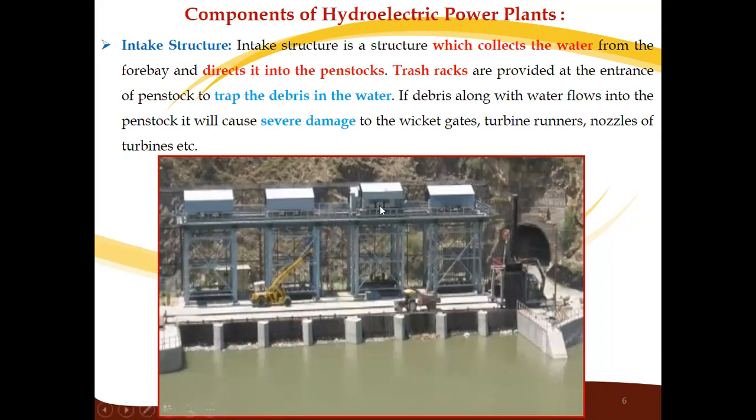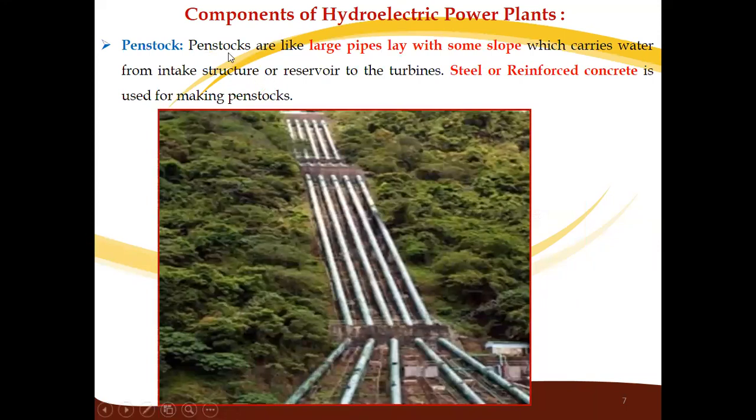Now we have another component, the third component. It is the penstock. If you see this penstock, we have large diameter pipes. These are the penstocks. Penstocks are like a large pipe which is laid with some slope, from the dam structure at a higher height to the turbine or powerhouse at a lower height. The penstock carries water from the intake structure or reservoir to the turbine.